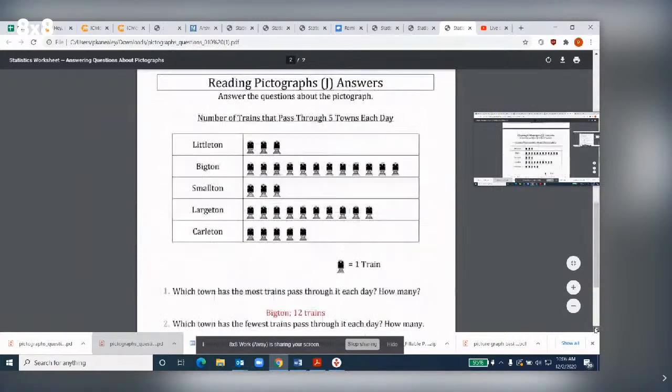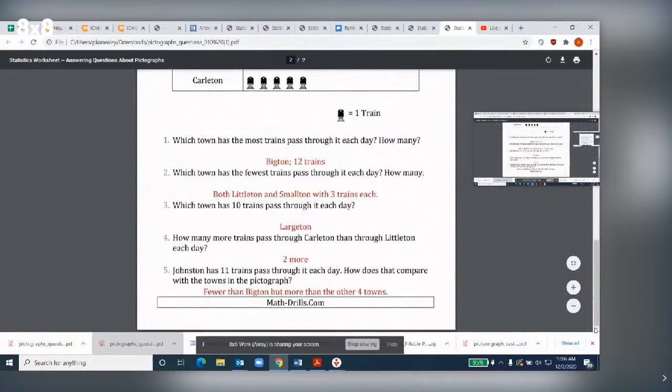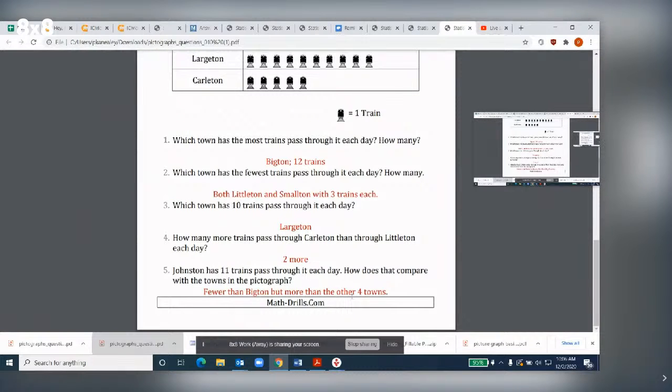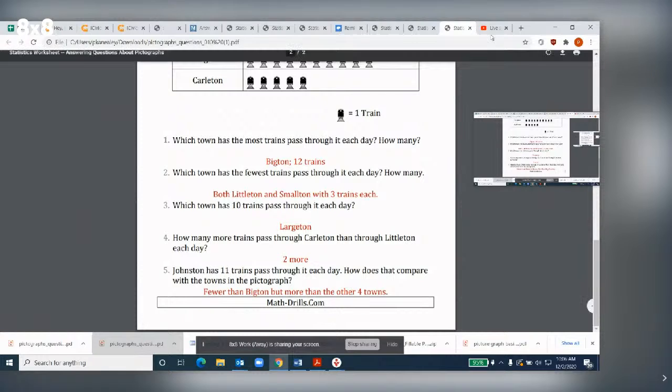Okay, and I think if we look down at the answers here, this one just says fewer than Bigton, but more than 4 other towns. And that one just basically wrote it in a sentence. You can certainly do the numbers. You can do it any way you want.